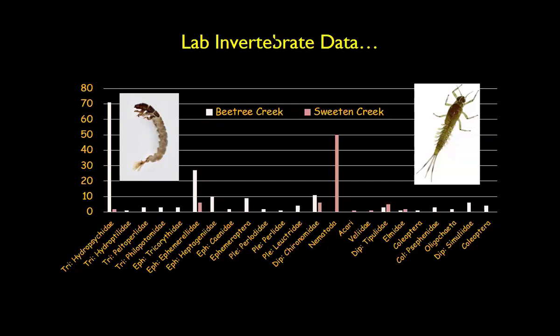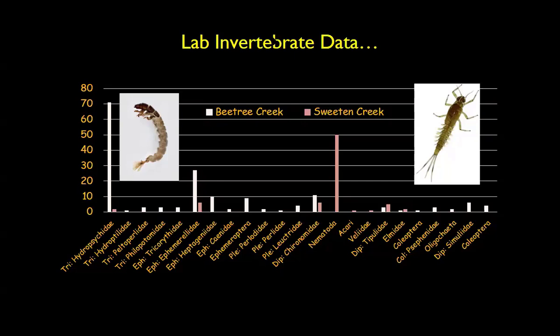Beetree Creek and the white. James, could you hit the lights all the way on this end? I think it's of those three, that one. Yeah, cool. Any differences jump out at you? Beetree Creek versus Sweeten Creek based on our data?